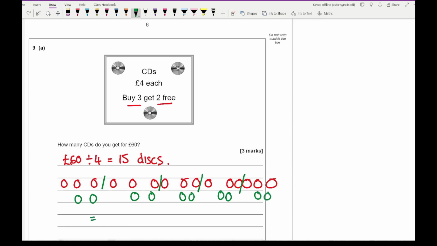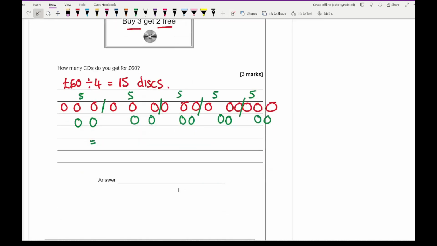So altogether, how many do I get? Well, I'm getting 5, 10, 15, 20, 25. So the answer is 25 discs.